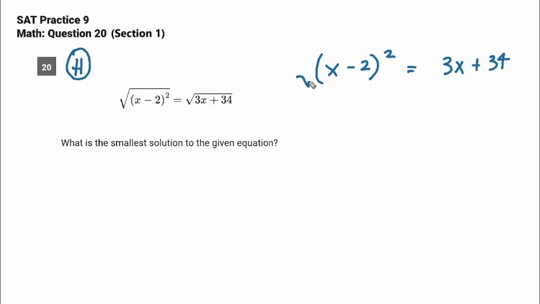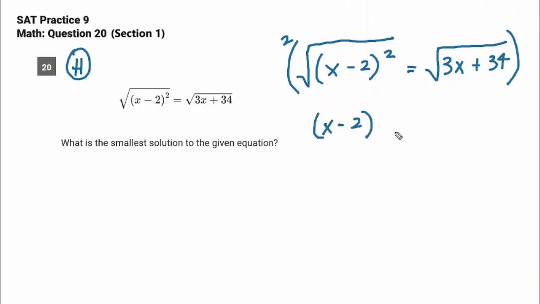What about this equation? Why is this equation harder? Because both sides are square rooted. Can you get rid of that? How do you get rid of that? It's easy. You just square the whole thing. The square root of anything times the square root of itself is just the thing. So if you square the whole thing, it's just x minus 2 squared equals 3x plus 34.